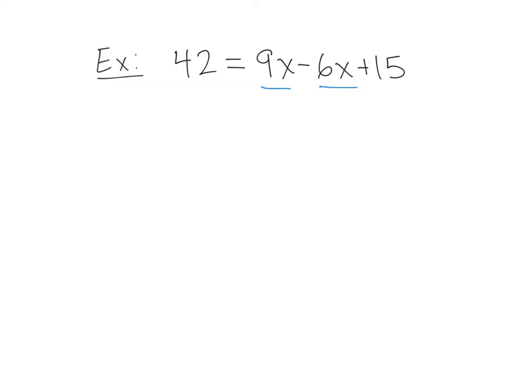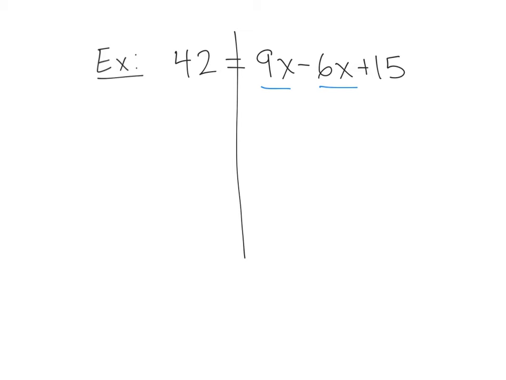Hopefully you realize that this one is going to be combining like terms. The reason why it can't be the distributive property is I don't have any parentheses. Remember that the distributive property, we had the rainbows going into the parentheses. Combining like terms is when we had two different x parts or two different numbers parts. In this case, on the right-hand side of my equation, I have two different terms that have an x in them, 9x and minus 6x.